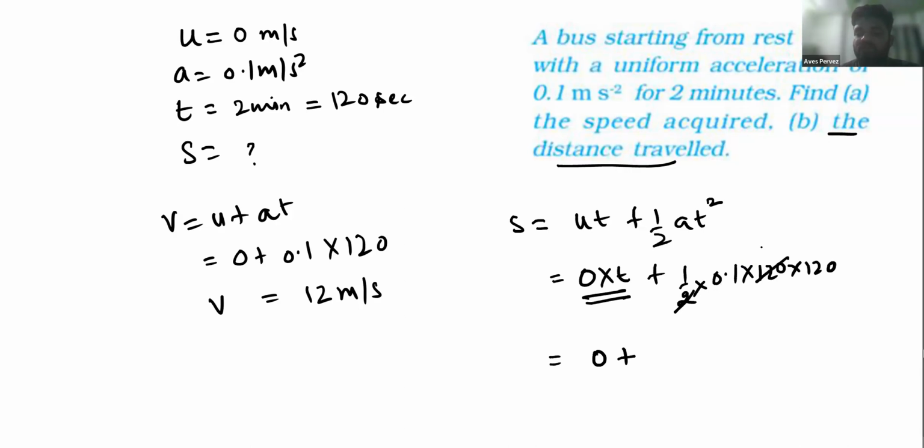What will you get here? When you multiply this, you will get 12, and when divided, you will get 6. You will get 6 into 120, so 6 into 120 is 720 meters. Good.